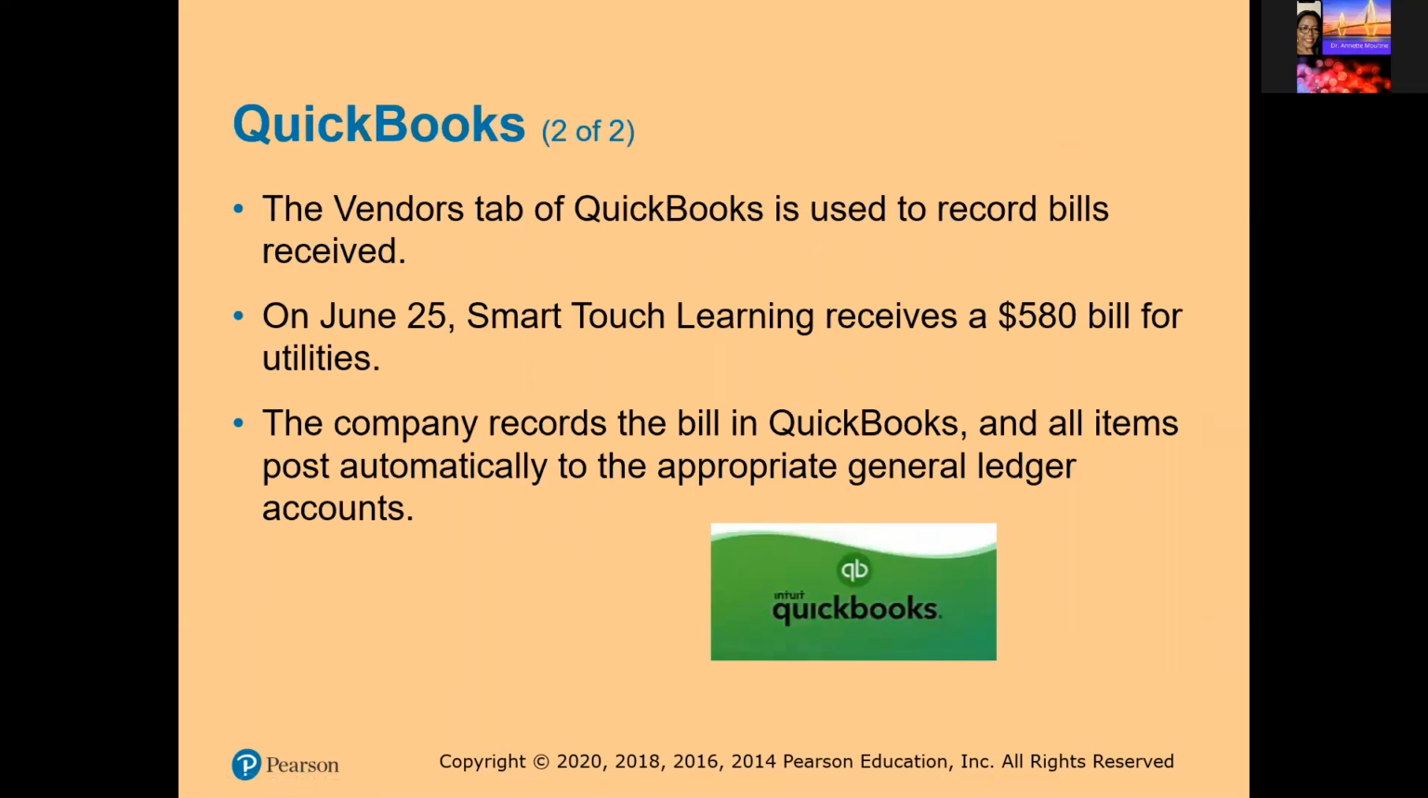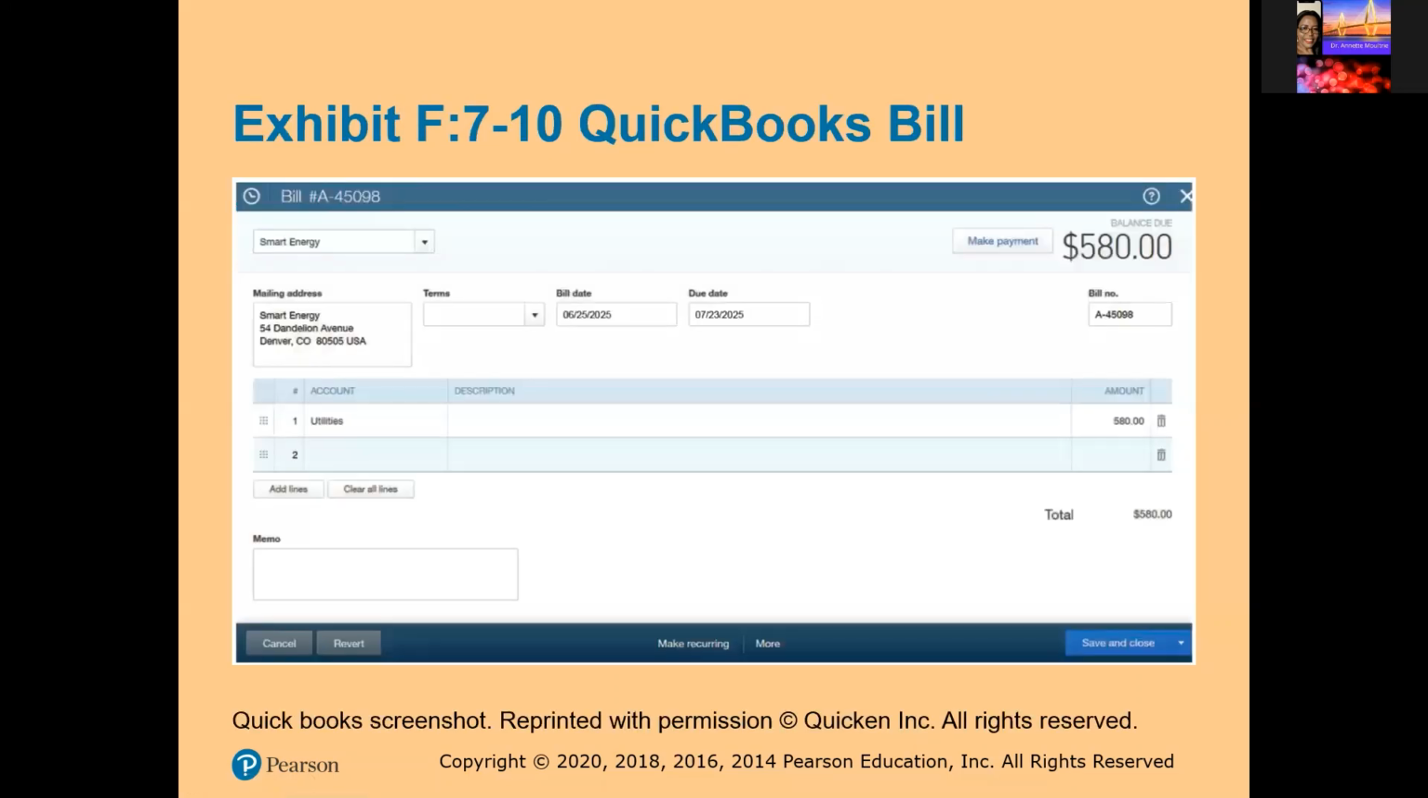When a business records a bill received, it uses the vendors tab of QuickBooks. So suppose that on June 25th, Smart Touch Learning receives a $580 bill for utilities. Here in this exhibit, it shows the bill that the company records in QuickBooks.